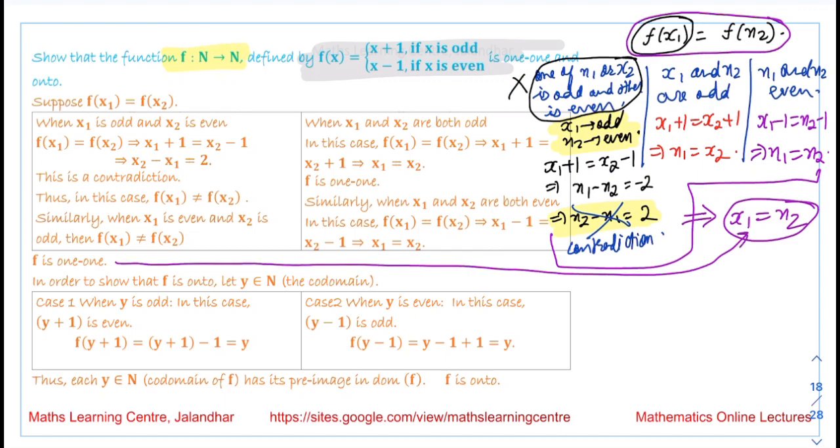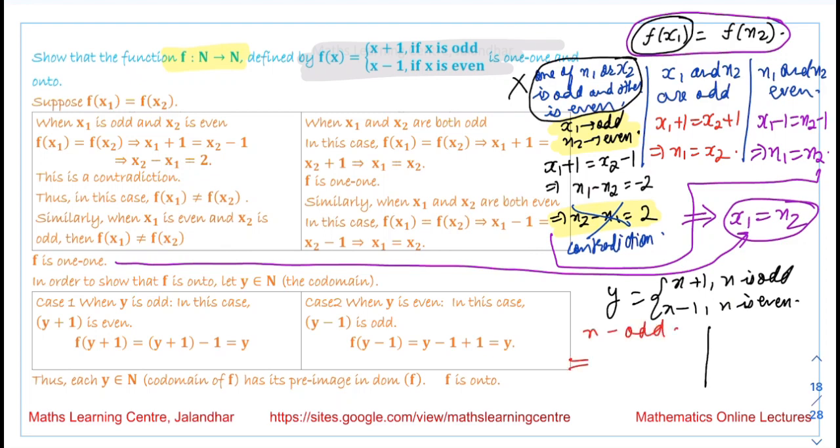Next thing we have to do is prove that it is an onto function. For this we have to calculate the range set. Now look at this function. Suppose y is equal to x plus 1 when x is odd, and it is x minus 1 when x is even. So again we have two cases. First case, if x is odd, this will imply that y is even because y is equal to x plus 1. Second case, when x is even, then y is odd.